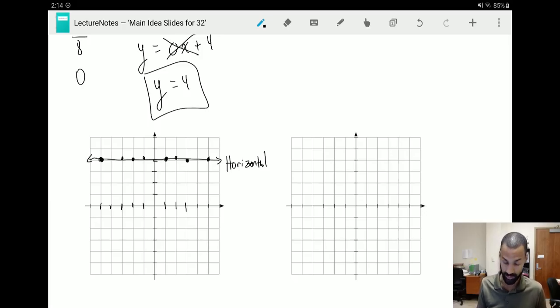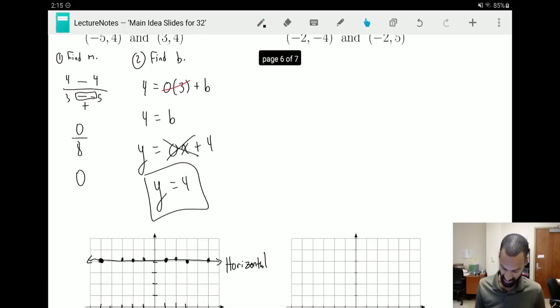Okay, so the slope is also 0 because the line is perfectly flat, if I draw it decently, right? It's a perfectly flat line. There's no steepness to it. Okay, so keep that in mind. Let's do this next one right here.